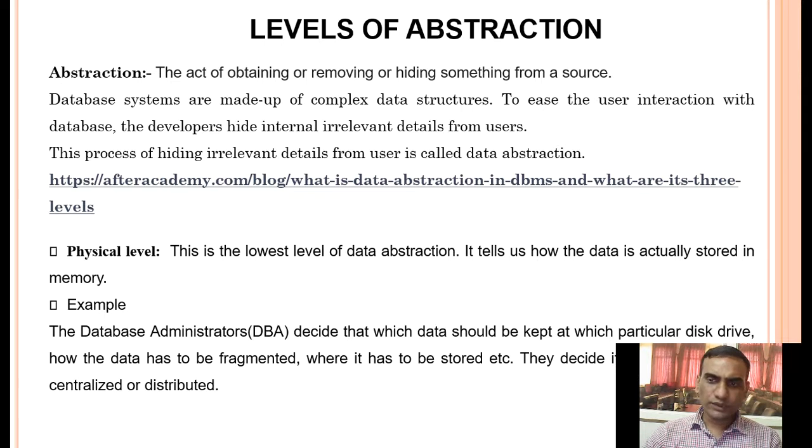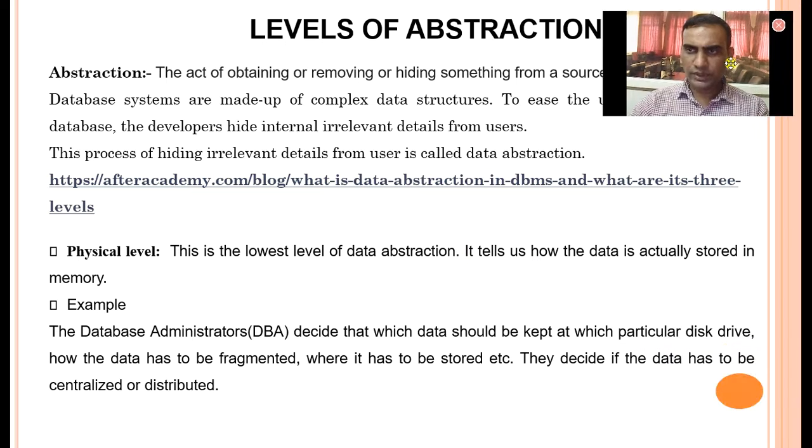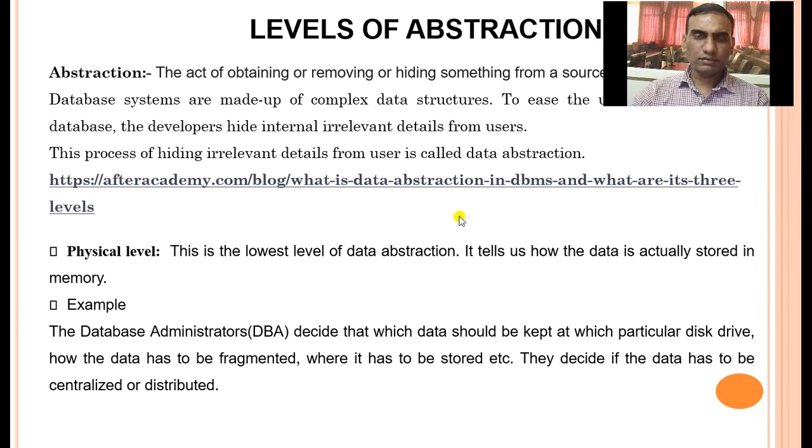The first one is the physical level. When we look at the architecture of database abstraction, you will see the physical level is the lowest level of data abstraction. The abstraction at the lowest level is called the physical level. It tells us how data is actually stored in memory. So the physical level has the information about how you are going to store your information in memory.